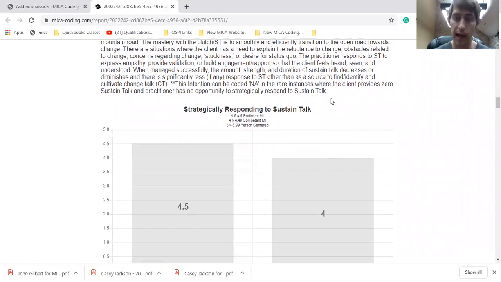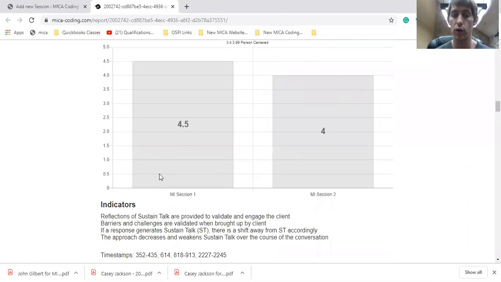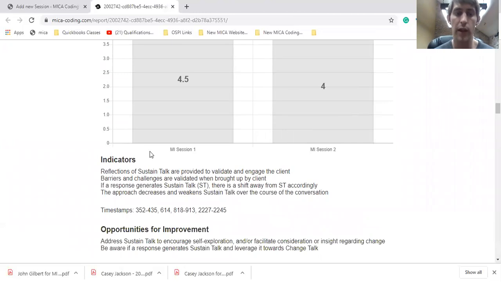But that's what that is. Then you'll see your scores over time with the different sessions. If you had more sessions, you would see how that shapes over time. And then underneath that, on each page, you have this area called indicators. We call it that because it indicates why you scored what you scored.